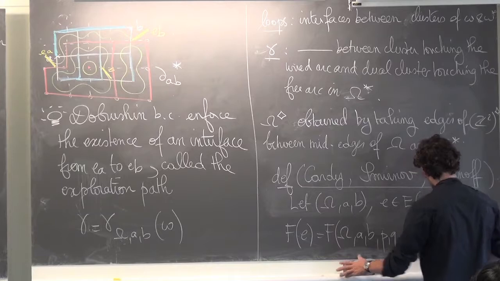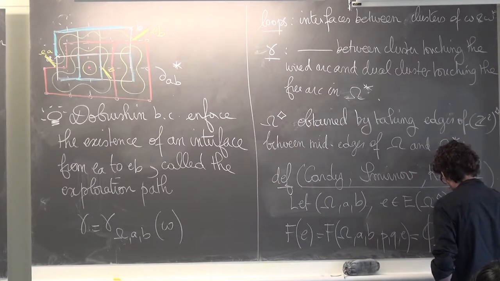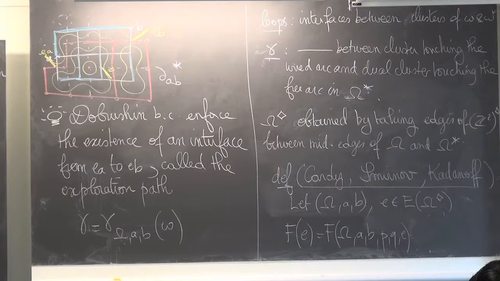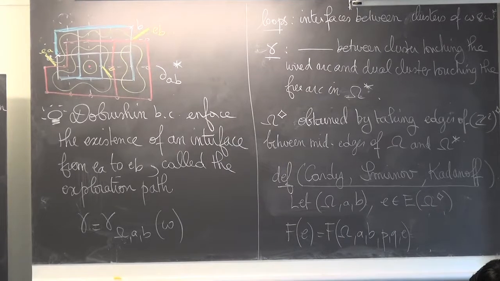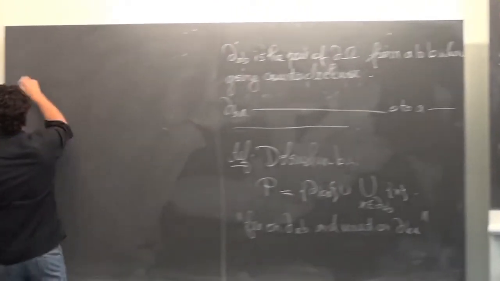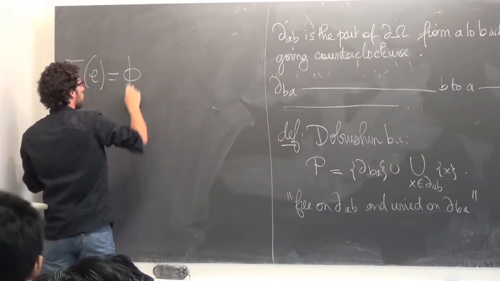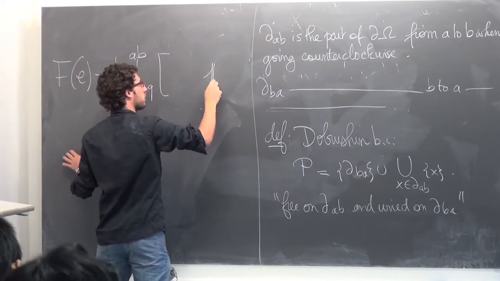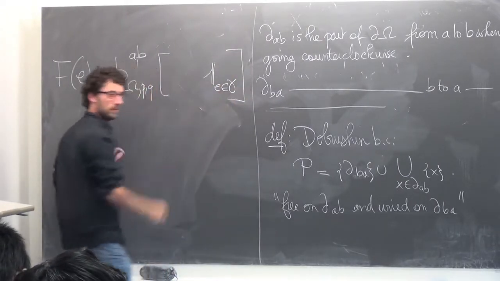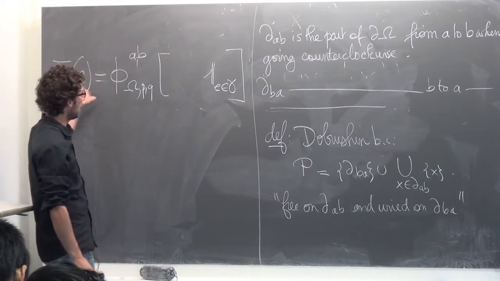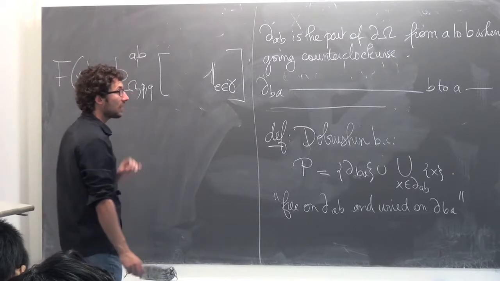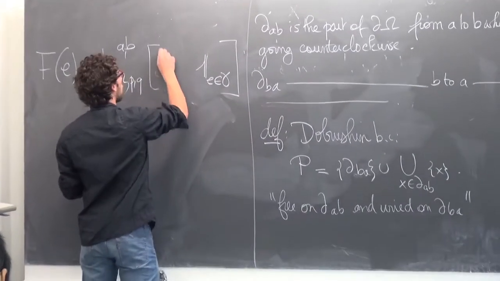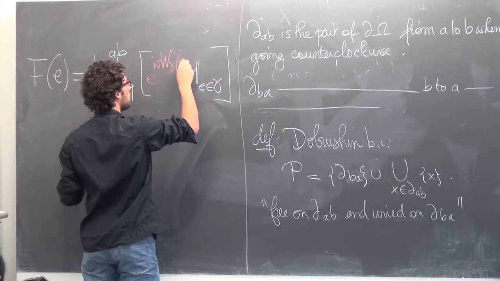I'm going to write it here. This is maybe the most important definition in the whole class, so let's make it big. It's going to be almost the indicator, I mean the probability that E belongs to gamma, that the edge that I'm looking at belongs to the exploration path. Except that there's going to be an additional term, which is e to the i sigma times the winding of the curve between E and EB.